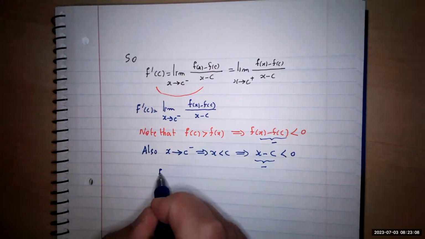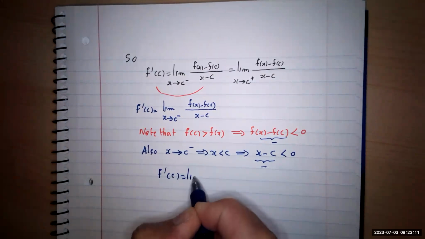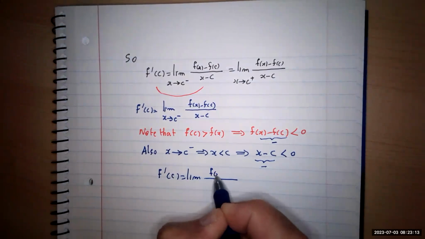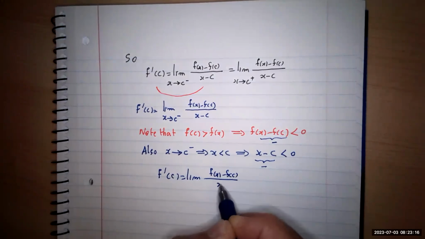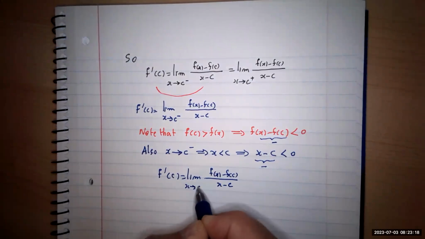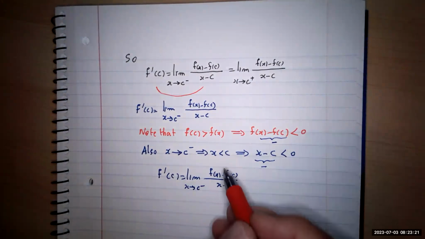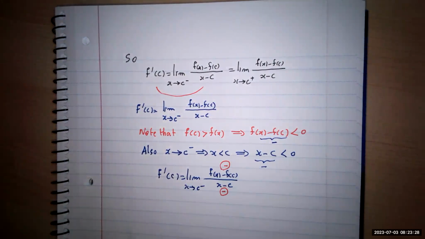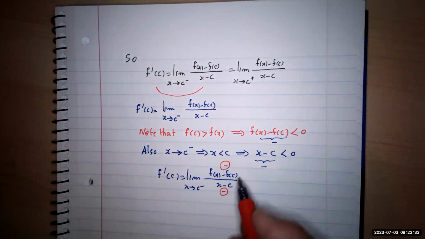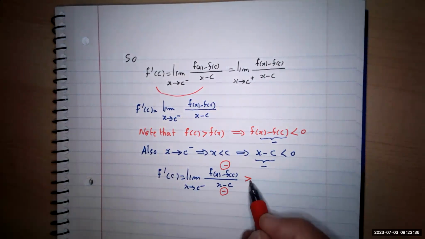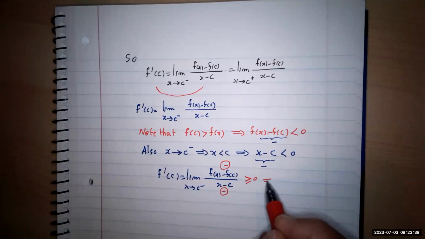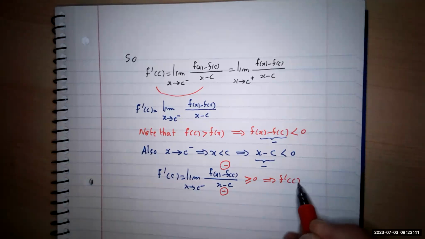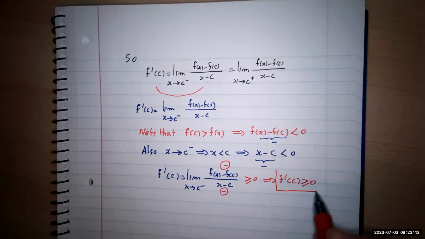So this means f prime of C, which is equal to the limit of f of x minus f of C over x minus C as x goes to C negative. You see, the top is a negative number. The bottom one is negative. Negative over negative would be positive. So you are taking the limit of a positive number. So this limit can be only positive. It's going to be greater than or equal to 0. It may be 0, but it's always positive. That's case 1.